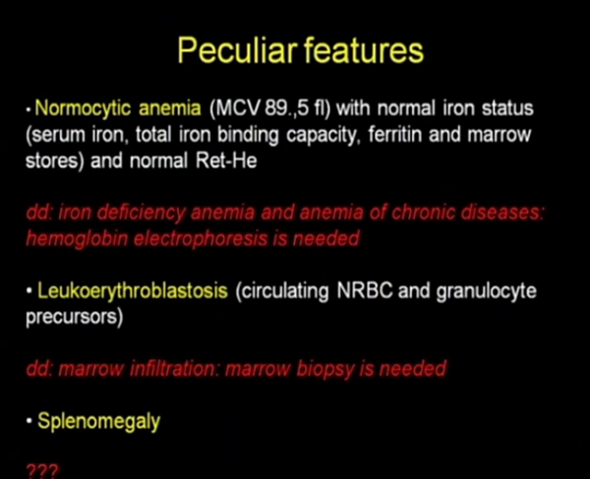So we should have marrow infiltration, and also in the bone marrow aspirate. So we should perform a marrow biopsy to exclude that leukoerythroblastosis is sustained by marrow infiltration. And the third aspect which does not fit is splenomegaly. Why does this patient have splenomegaly?